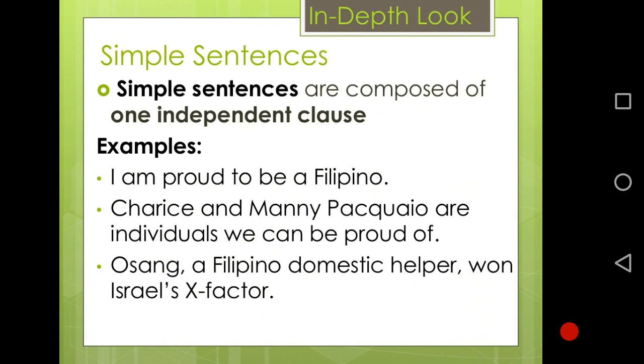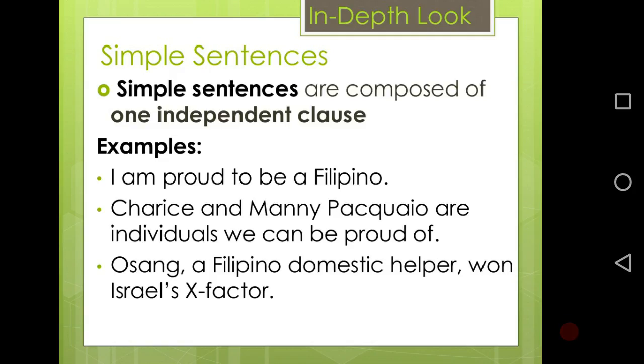So a simple sentence is composed of one independent clause. For example, I am proud to be a Filipino. See, I is the subject, and am proud to be a Filipino is the predicate. The predicate is composed of everything that has the verb as the head word. The verb is the head word in the group, so it is called the predicate.